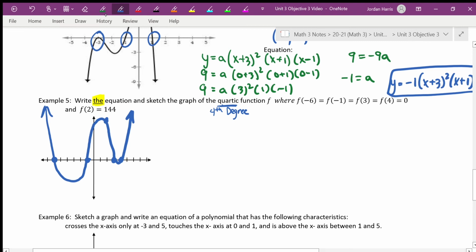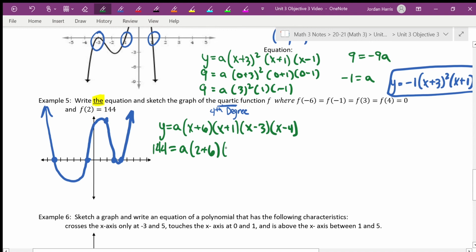Now we need to write the equation. So y equals a (x plus 6)(x plus 1)(x minus 3)(x minus 4). That will give me my x-intercepts. I need to find a, so I'm going to plug in 2 for x, 144 for y. And notice it's a little more difficult because it's not a 0 we're working with. So we actually have to do some math inside those parentheses.